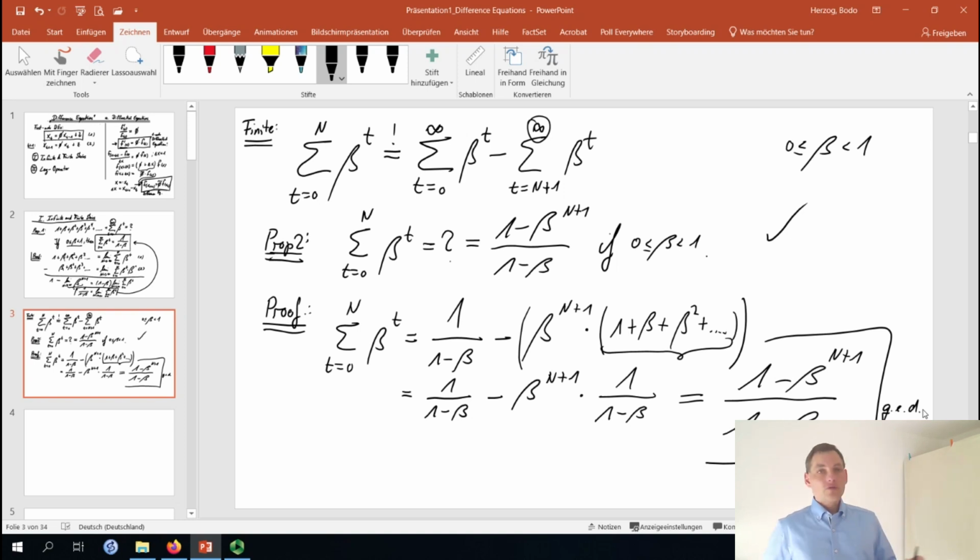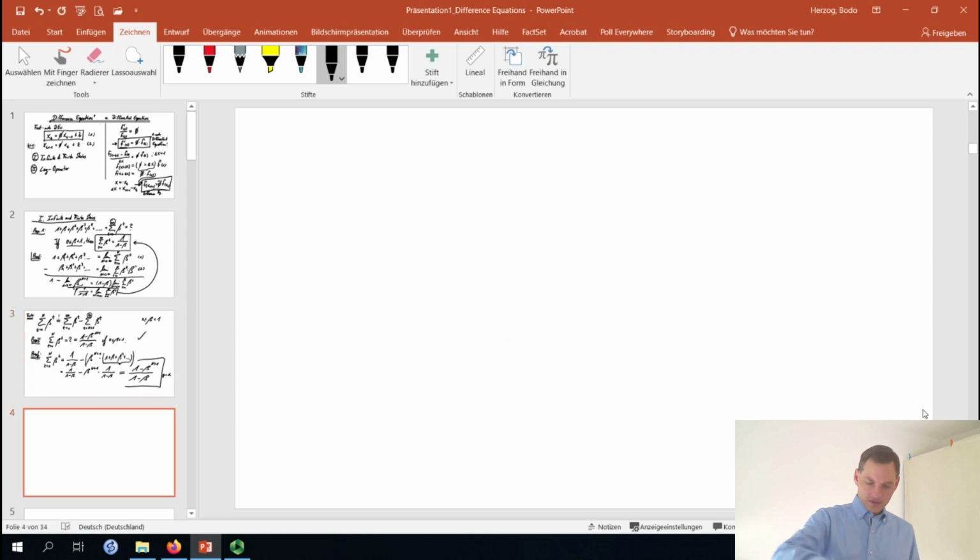So in simple words, for infinite sums, the sum is 1 over 1 minus beta. For finite sums, it's (1 minus beta^(n+1)) over (1 minus beta). Okay, so those are the first points you have to keep in mind when we talk about so-called series, finite and infinite series. There is one final part, and then I'm already done with this first topic of series. Let's call it proposition 3.